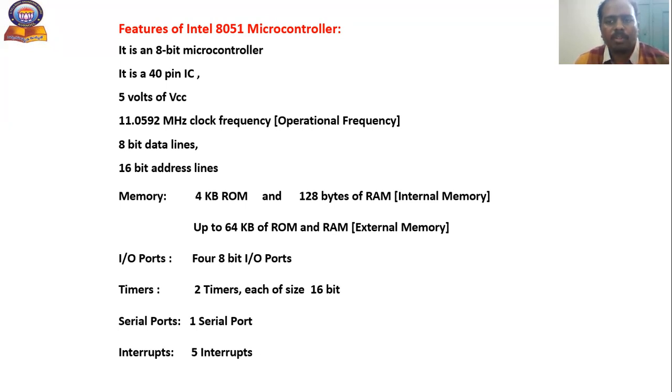It operates at a clock frequency of 11.0592 megahertz. This is a fixed frequency to get an exact baud rate. Then it has 8 data lines and 16-bit address lines. Using these 16-bit address lines, a programmer can access 2 power 16, that is 64 KB of memory. Coming to peripherals, on-chip memory, it has 4 kilobytes of ROM and 128 bytes of RAM. It has 64 KB of ROM and RAM which can be connected externally.